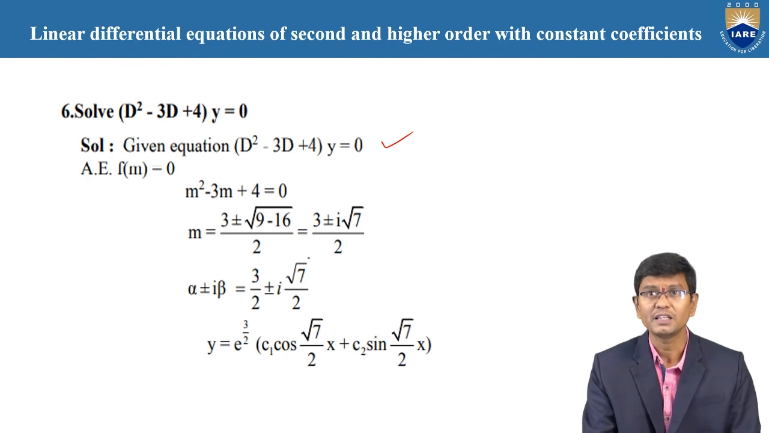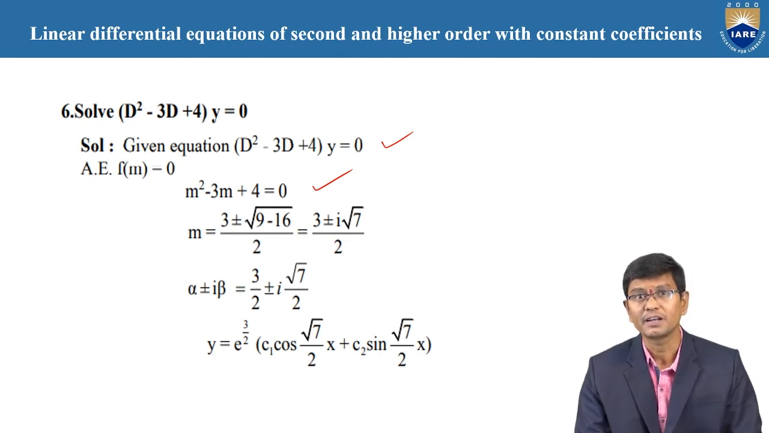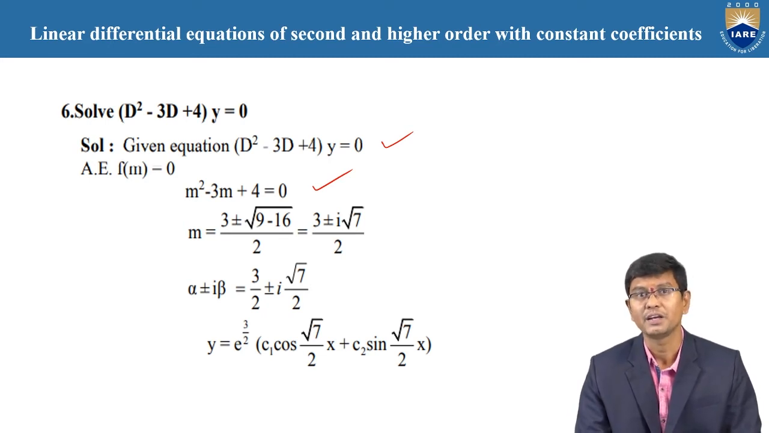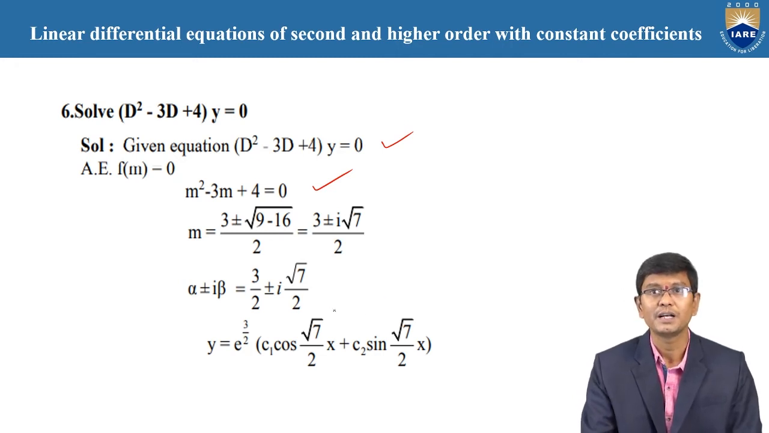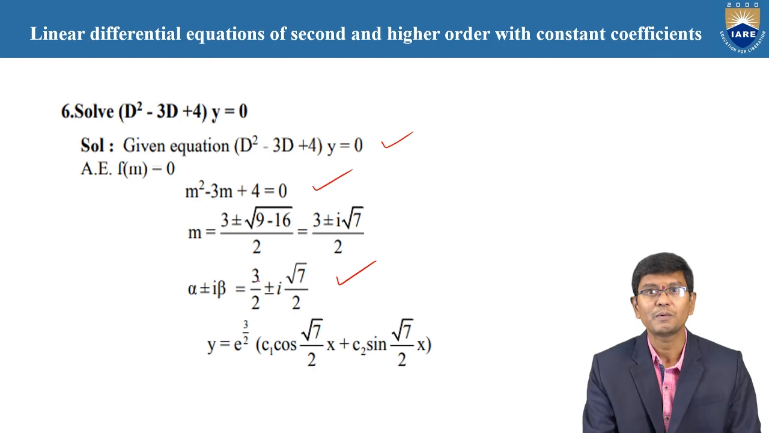While solving this second order equation, you obtain clearly that there are complex roots. Therefore, according to the quadratic formula, (-b ± √(b^2 - 4ac)) / 2a, you obtain α ± iβ = 3/2 ± i√7/2. And here α, the real part, is 3/2 and the imaginary part is √7/2.